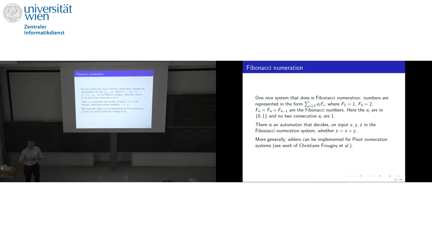So there's lots of nice results in those papers, and one could implement the algorithms in those papers to do addition.